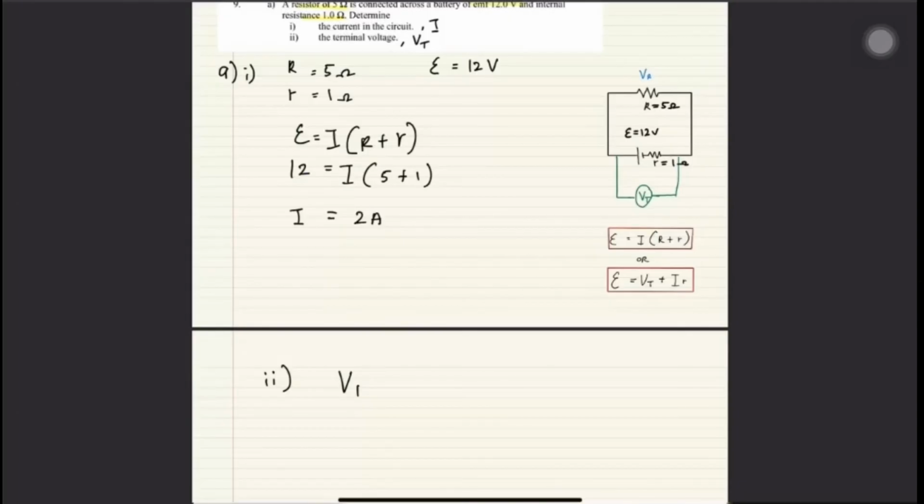If you compare with the EMF, the EMF is 12 volt. So it makes sense that your terminal voltage is less than 12 volt. So far everything that you calculate makes sense. So most likely correct, it is correct.